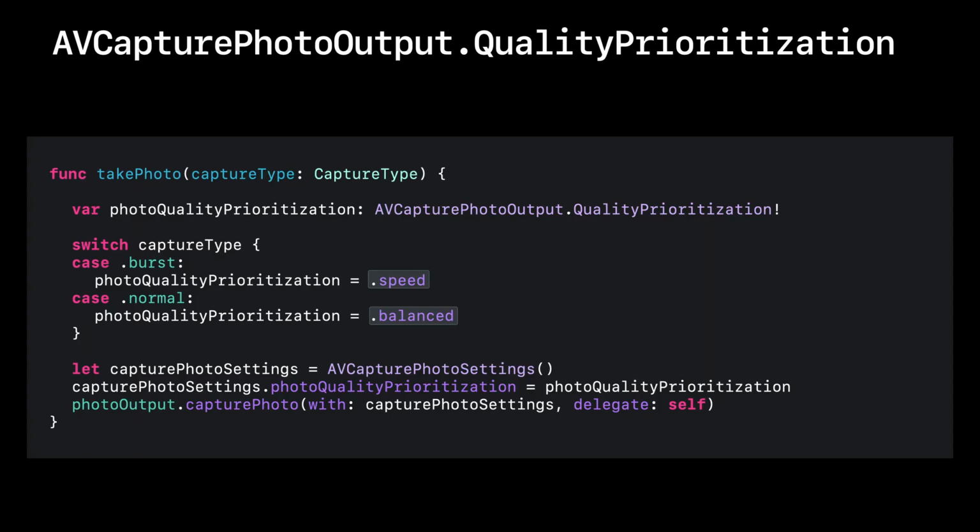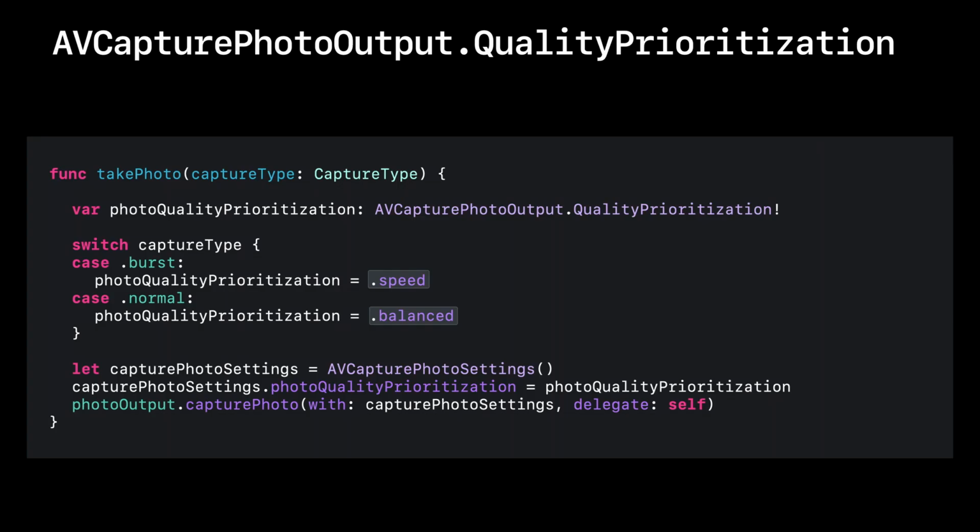Before you call the capture photo method, you can customize quality prioritization for this particular capture by setting the photo quality prioritization property on your AVCapturePhotoSettings objects. The default value is balanced. As demonstrated here, we're using two different levels in two different situations. Please note that the per capture quality prioritization cannot go beyond your AVCapturePhotoOutput's max quality prioritization. Otherwise, you will get an exception.